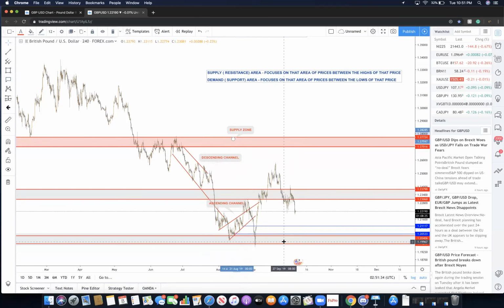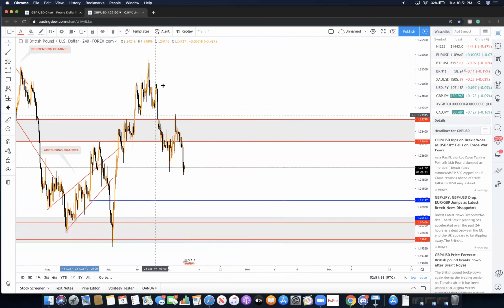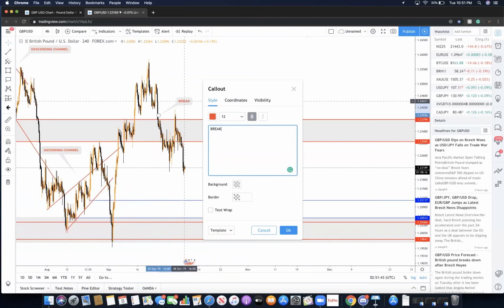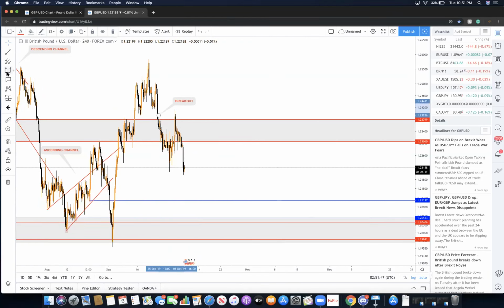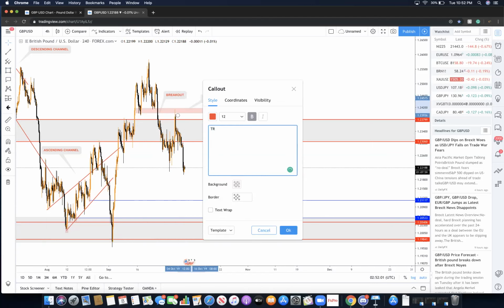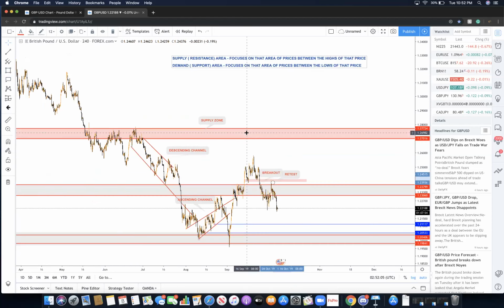I want you to identify an area of where the market broke out. So if you say this was a breakout, right? And let's say this was the retest of that breakout, right? So here's the breakdown, came back up, retested. That's my breakout. That's my retest. I want you guys identifying all of that.